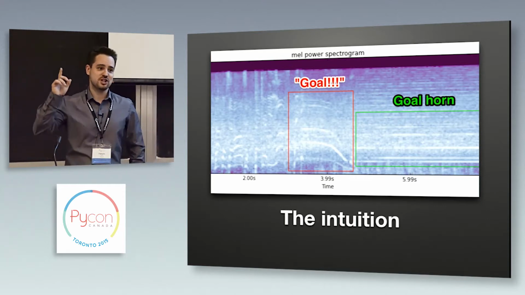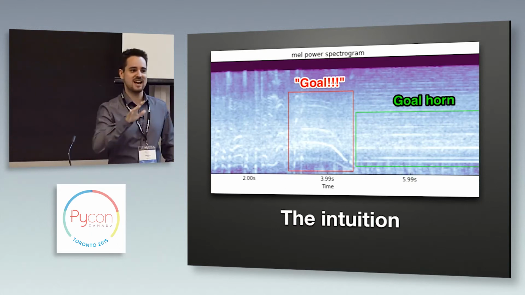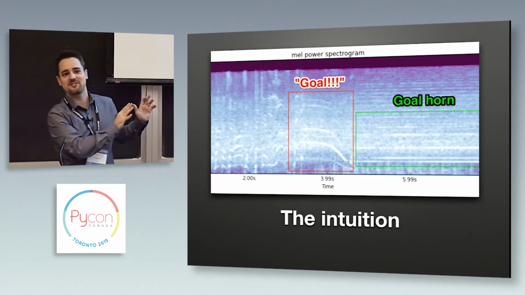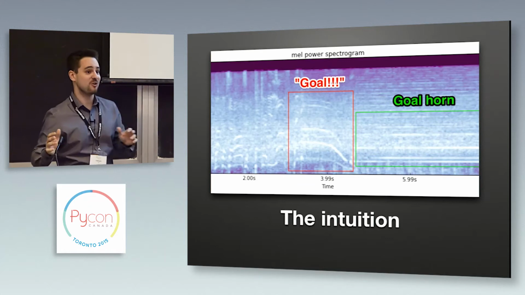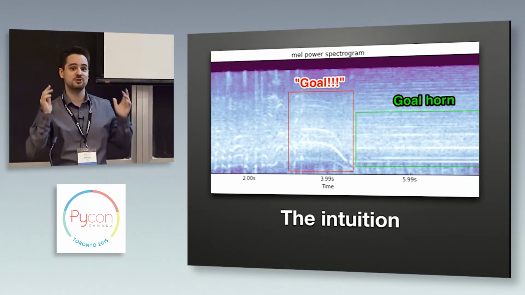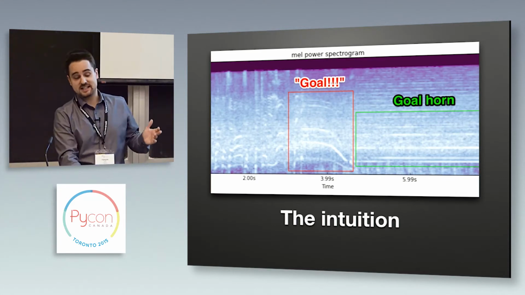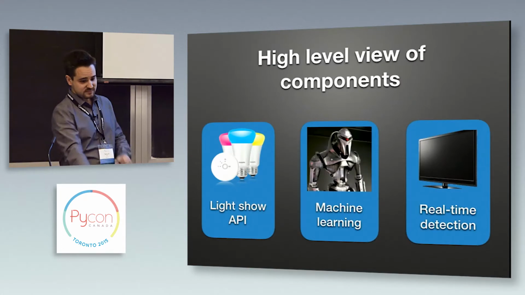So that was a French commentator saying something. Even though most of you probably don't speak French, you probably have an idea that something happened there, right? There was a goal and a goal horn. So there are a lot of cues in the audio. If you're watching the game blindfolded, you could probably figure out that there was a goal. So I said, could we use the audio feed?